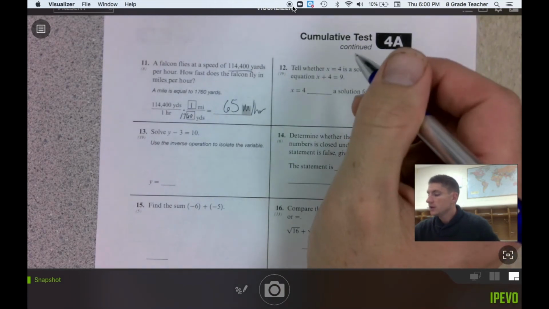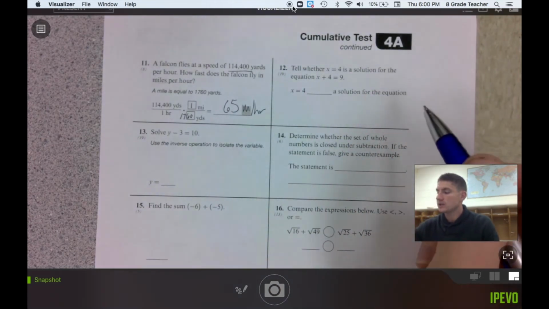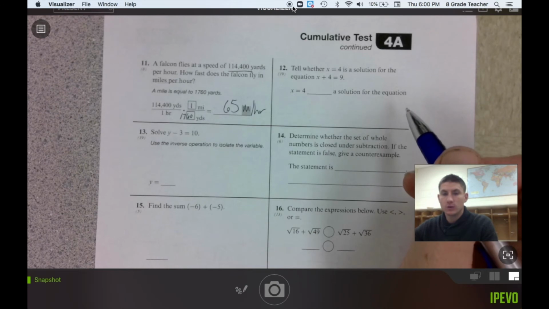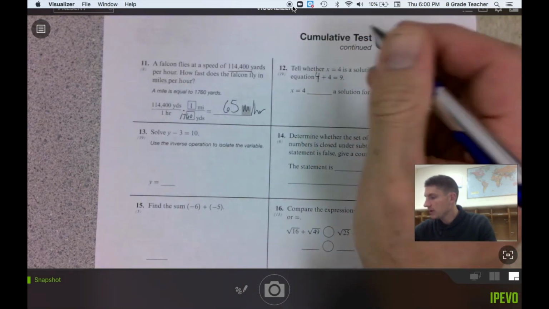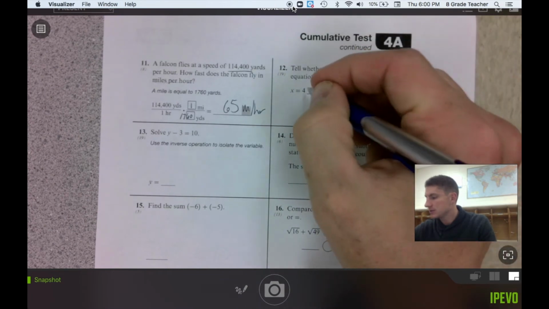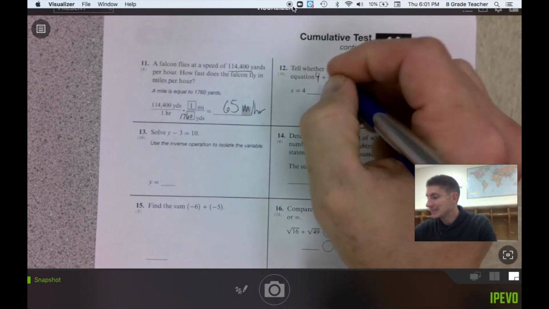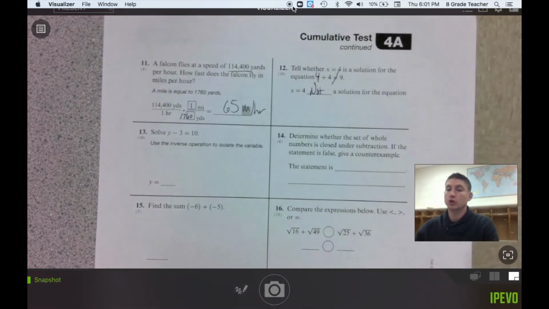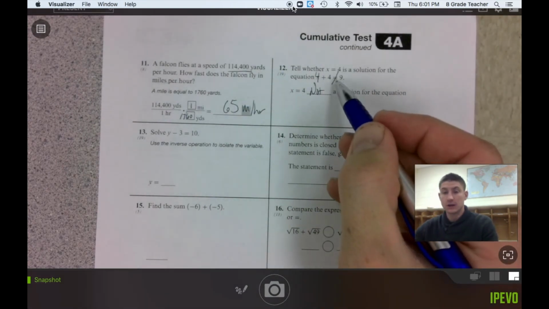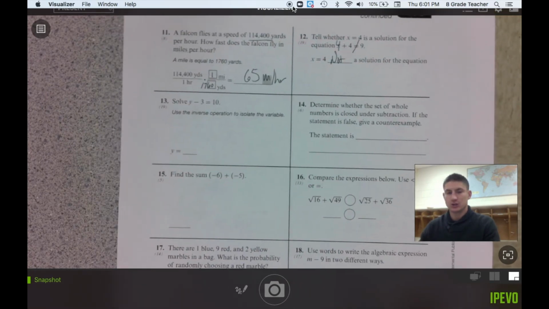Number 12, tell whether x equals 4 is a solution for the equation x plus 4 equals 9. If I plugged in 4 for x here, 4 plus 4 equals 9, that does not equal, so we would say x equals 4 is not the solution for the equation. We want our equations to be true, therefore having that equal sign makes sense. That is not an answer to that equation.